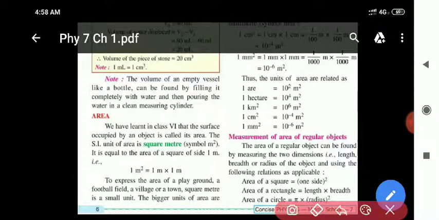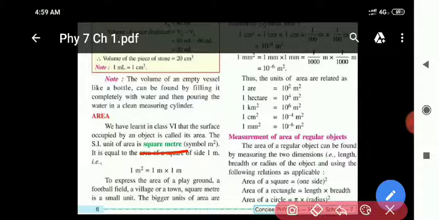We have learned in class 6 that the surface occupied by an object is called its area. The SI unit of area is square meter. It is equal to the area of a square of side 1 meter. So, the surface occupied by an object is called its area, and the SI unit is square meter. To calculate the area of a playground or town, square meter is a small unit. So, bigger units are hectare and square kilometer.